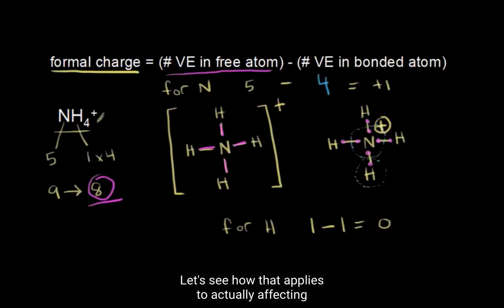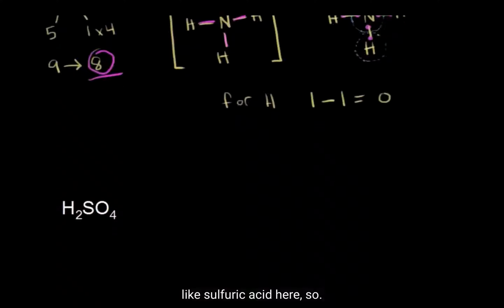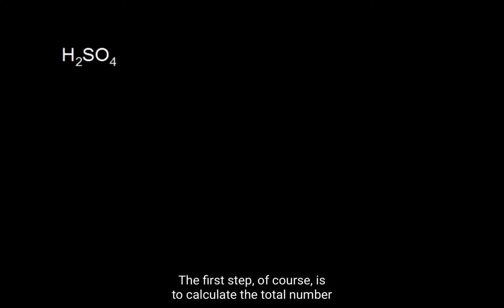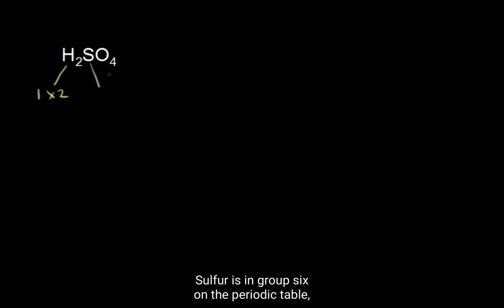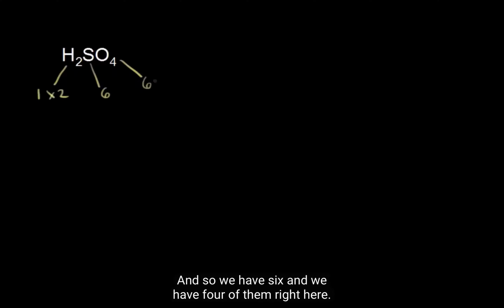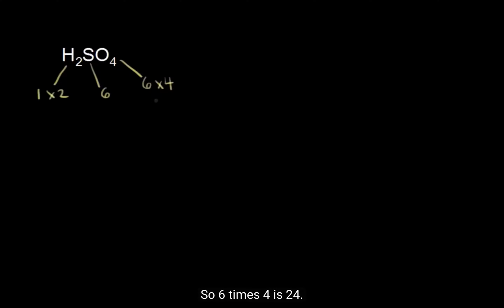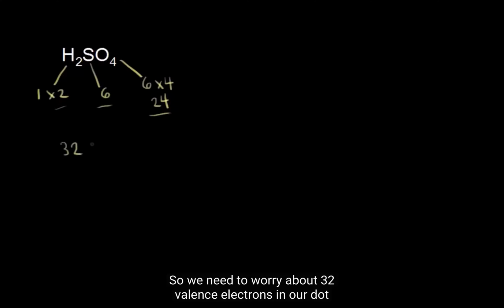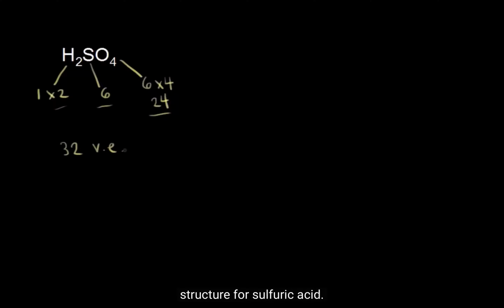Let's see how that applies to actually affecting our final dot structure. An example of that would be something like sulfuric acid here. So the first step, of course, is to calculate the total number of valence electrons we need to worry about in our dot structure. So once again, each hydrogen is 1, and I have 2 of them. Sulfur is in group 6 on the periodic table, so therefore it has 6 valence electrons. Oxygen is also in group 6, and so we have 6, and we have 4 of them right here. So 6 times 4 is 24. So we have 24 plus 6 is 30, plus 2 is 32. So we need to worry about 32 valence electrons in our dot structure for sulfuric acid.